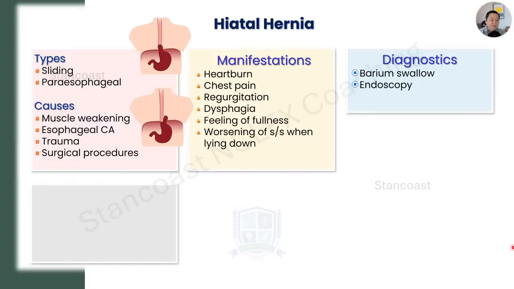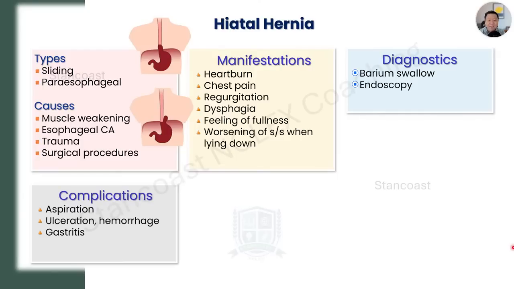Now, take note that the complications of hiatal hernia can include aspiration of the reflux contents. It could be ulceration or hemorrhage. It can lead to inflammation of the stomach lining, gastritis, and it can also lead to stricture. There's going to be narrowing of the esophagus, or it could be trapping of part of the stomach in the chest cavity. This is what we call incarceration.